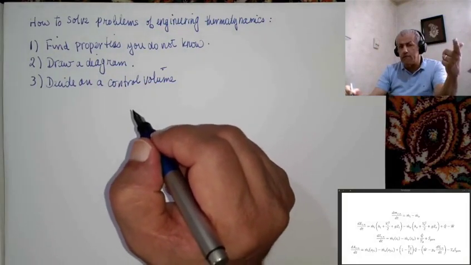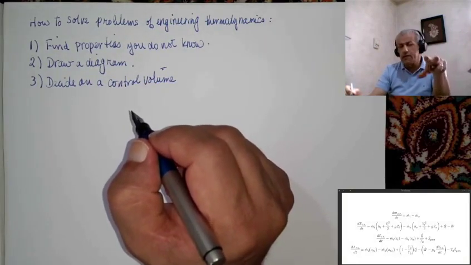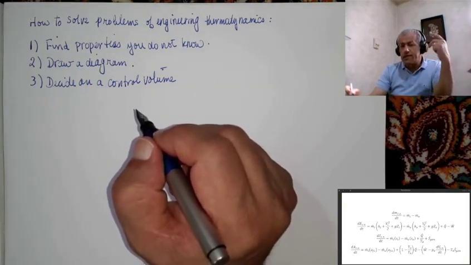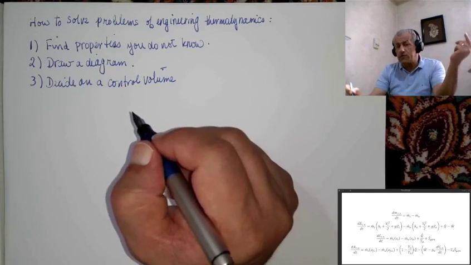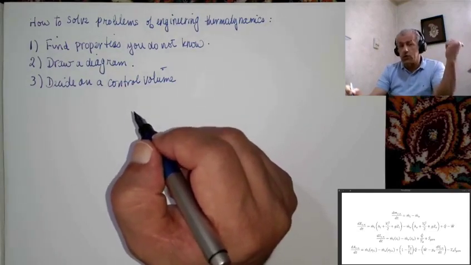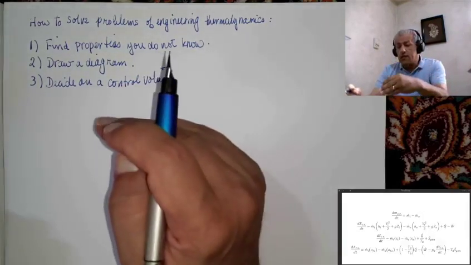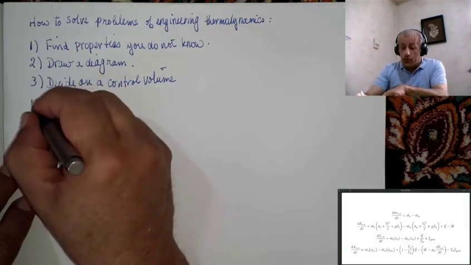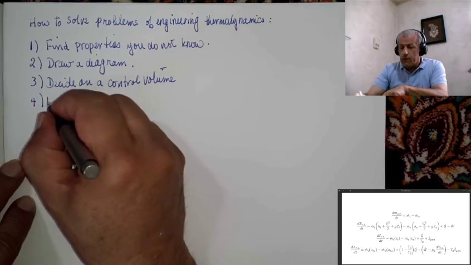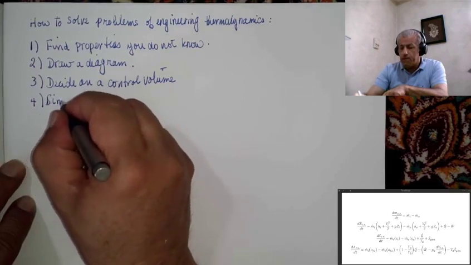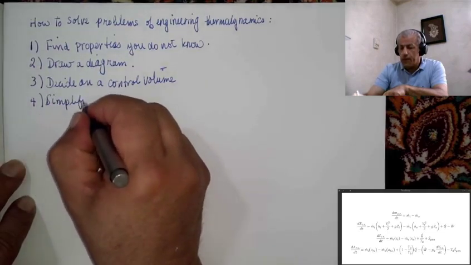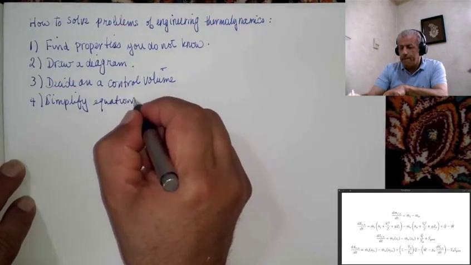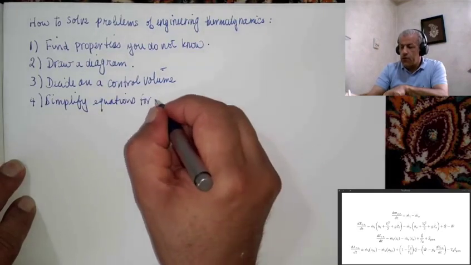Decide on a boundary and see what you have inside the boundary and what goes in and out of that boundary. That's the thermodynamic way. You don't have to stick to it throughout the solution. You might decide on the control volume and then simplify equations for your problem.